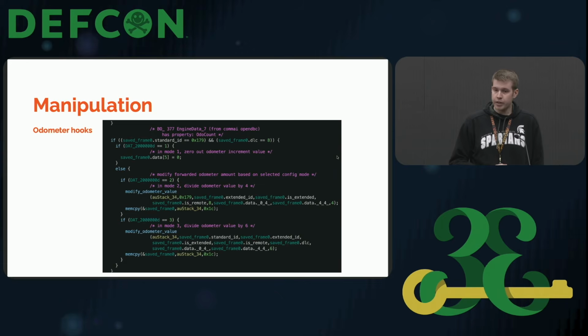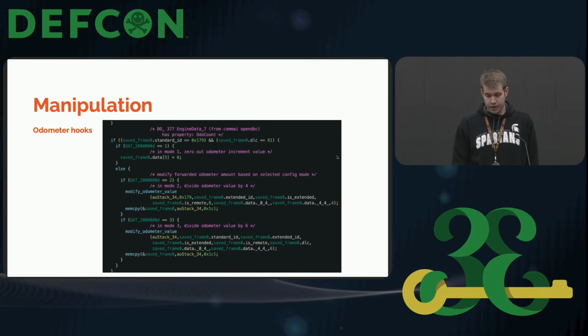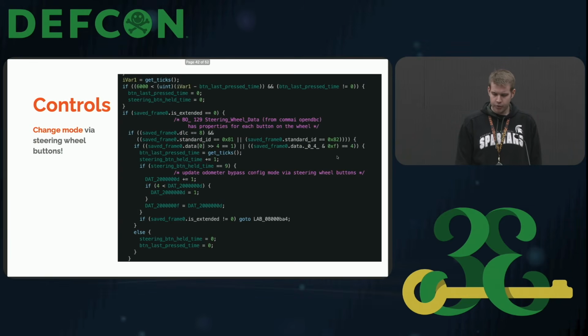The 6th byte in the message, which comma AI OpenDBC labeled as odo count, seems awfully related to the odometer. And in mode 1, they're just zeroing it out, and in other modes, dividing it by a divisor. So that seemed really, really simple. I expected there to be a little more logic, something else going on. So I kept digging through the firmware, and I found some other interesting functionality.